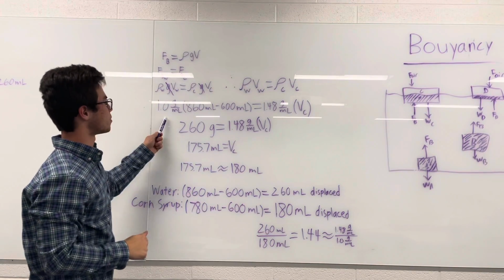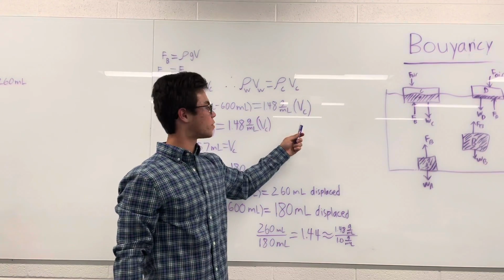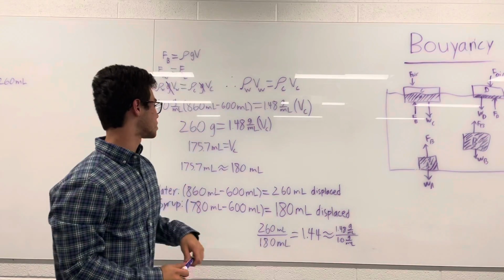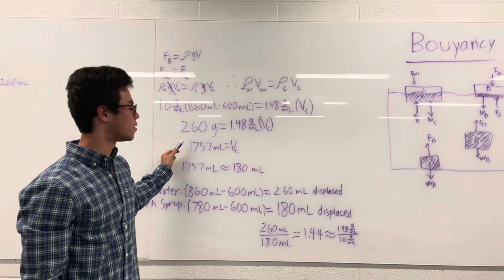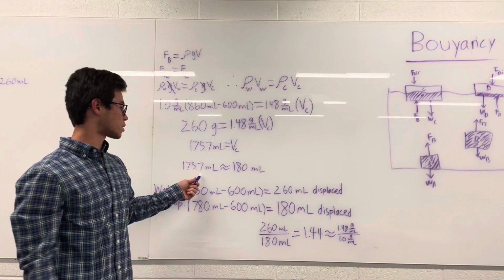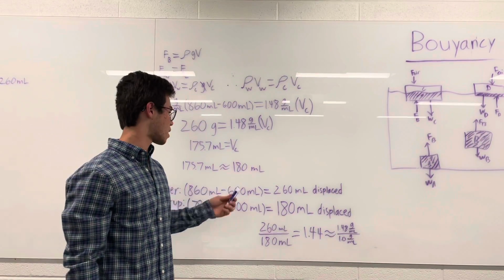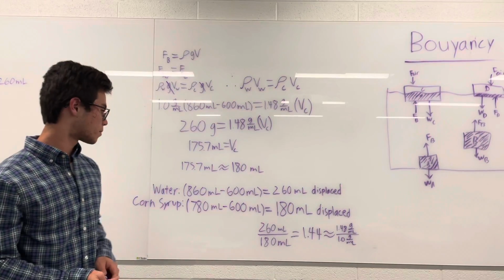If we then plug in the numbers and pretend that we do not know the volume of corn syrup displaced, we can solve for the volume of corn syrup displaced, which ends up being 175.7 milliliters. This is approximately equal to the value found in our experiment, which is 180 milliliters.